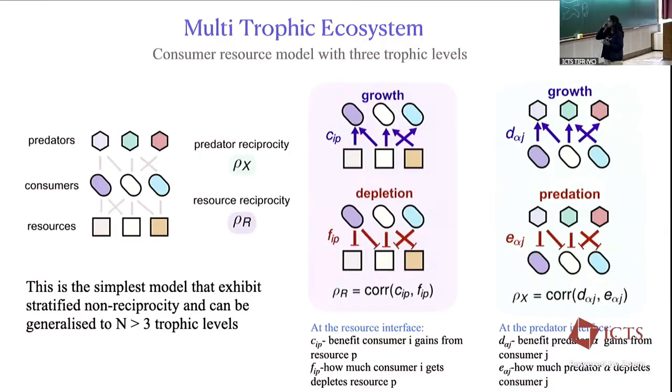Since we have 3 layers, we have 2 reciprocities. One is rho R, the resource reciprocity, and the same holds at the predator interface. How the predator gains from the consumer can be different from how the predator depletes the consumer. The correlation between these interaction matrices is rho X, the reciprocity in the top layers. So now we have 2 reciprocities, and we ask how changing them can affect the stability.